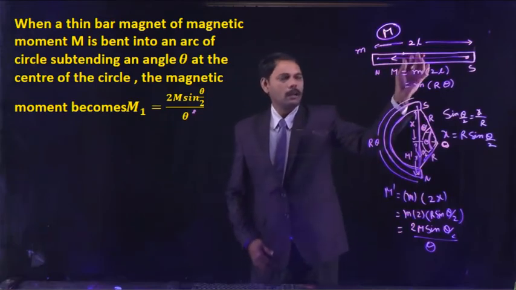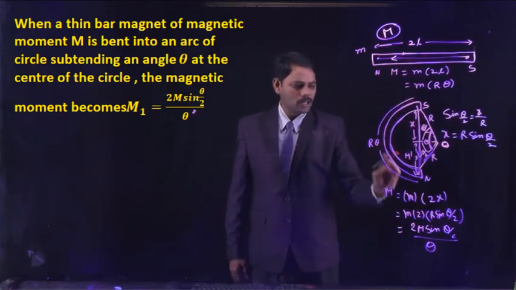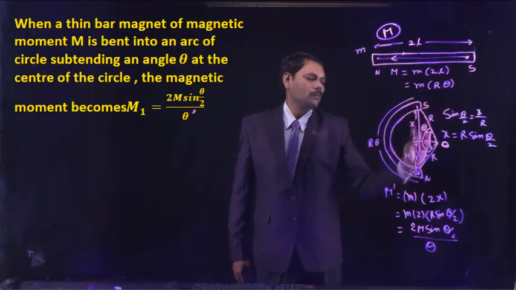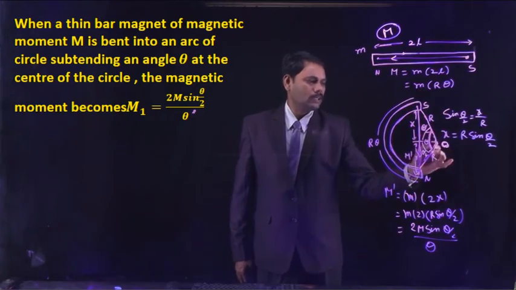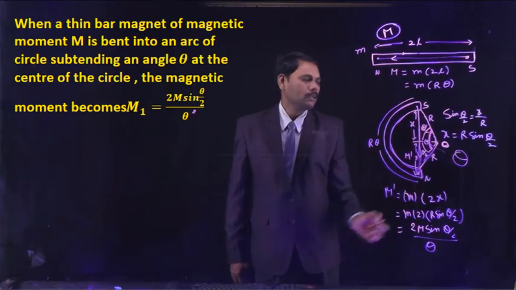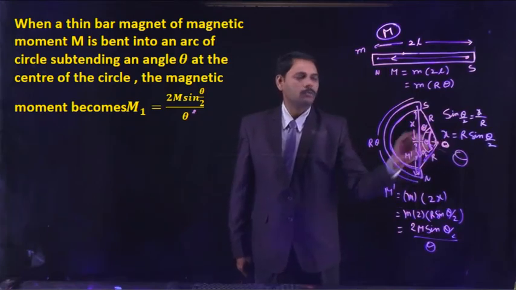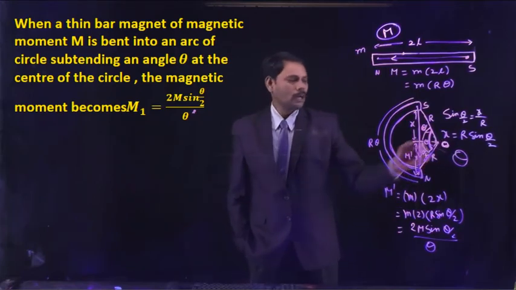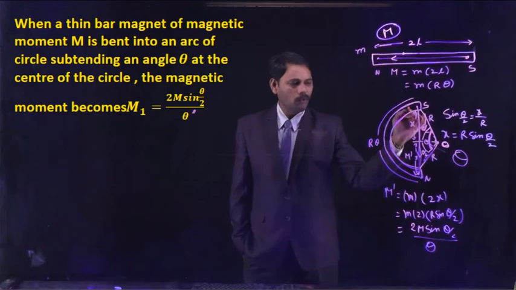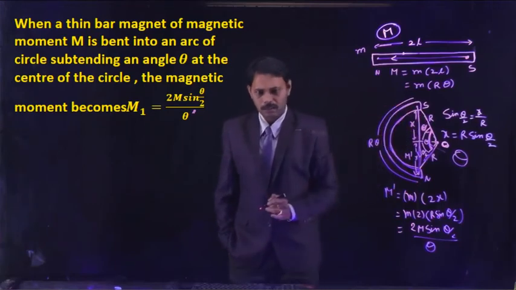Now the bar magnet is bent into arc shape as shown in the diagram such that the ends of the magnet make theta angle at the center of the circle O. The radius of the circle of this arc is R. Then what is the modified magnetic moment is the question.